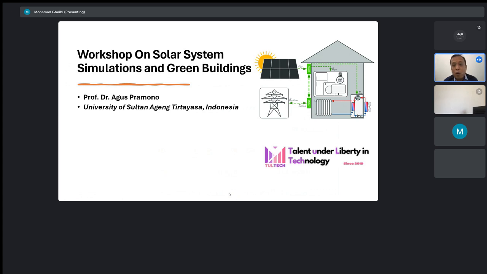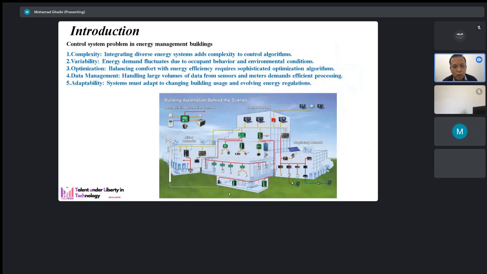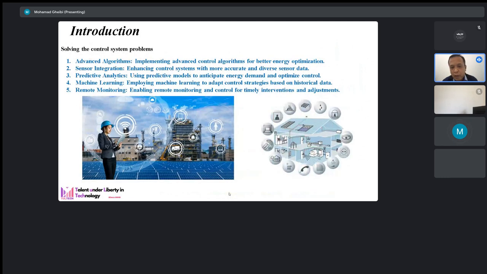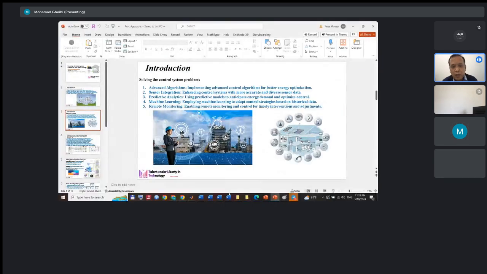Furthermore, we will focus on the concept of green building, which prioritizes sustainability, energy efficiency, and environmental responsibility. As part of the discussion, participants will explore emerging trends and innovations in solar energy and green building technology, including advanced simulation tools, smart building integration, energy storage solutions, circular economy and sustainable materials, and policy and regulation frameworks.